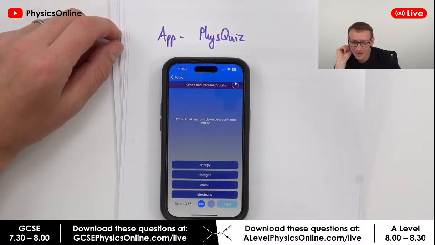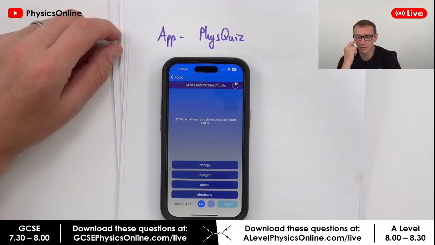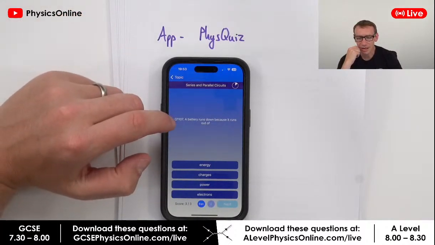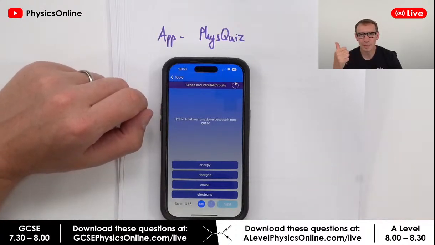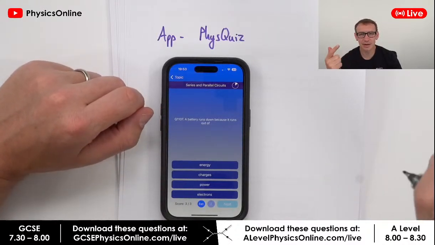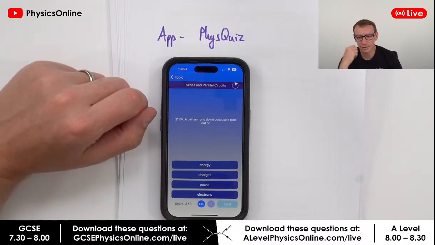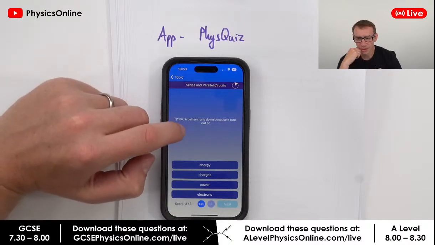Hi, just wondering what's the range of size of units that we need to know, like nano to giga? I would say for GCSE you need to know micro, 10 to the minus 6, milli, 10 to the minus 3. Then you've got kilo, mega, giga, and tera. I think they're the most important ones.